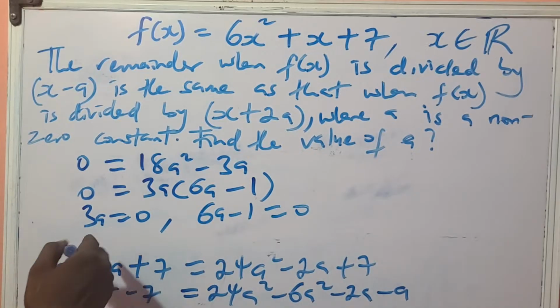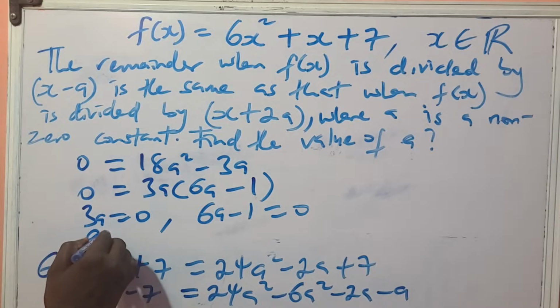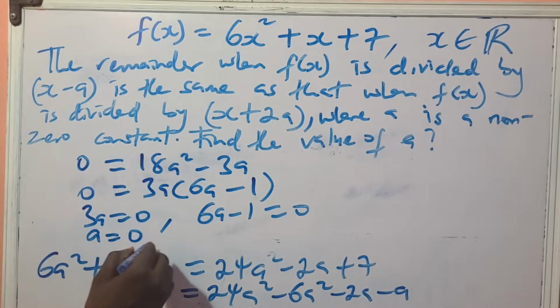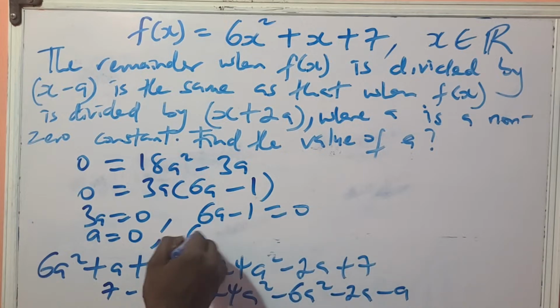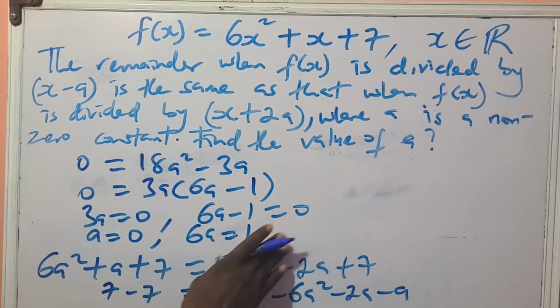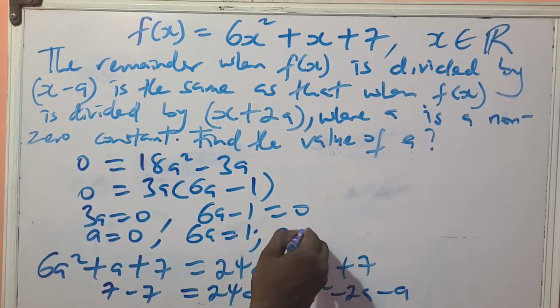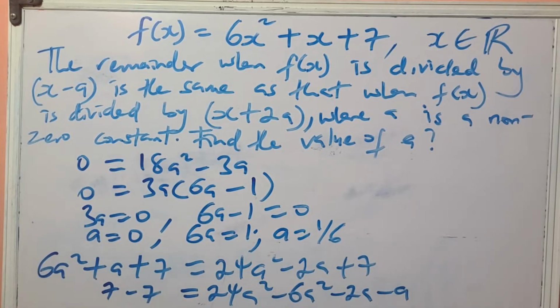When 3a is equals to 0, a will be equals to 0 over 3, and 0 over 3 is 0. And then when 6a minus 1 is equals to 0, that means 6a is equals to 1, and that means a will be equals to 1 over 6.